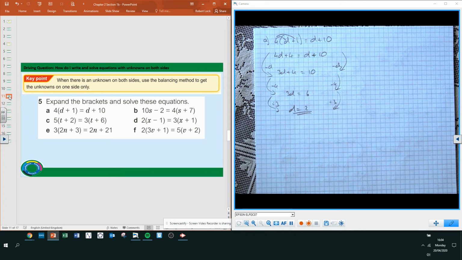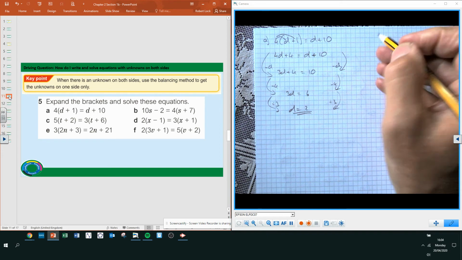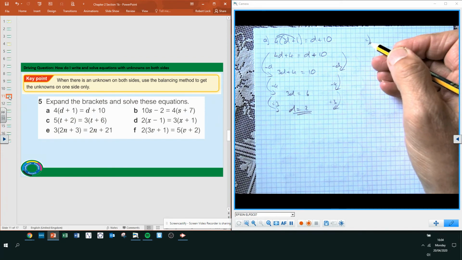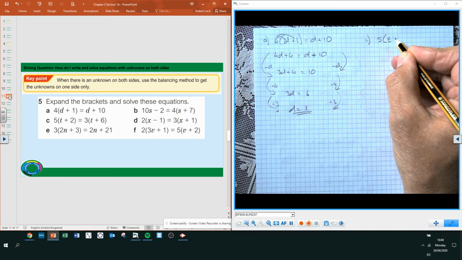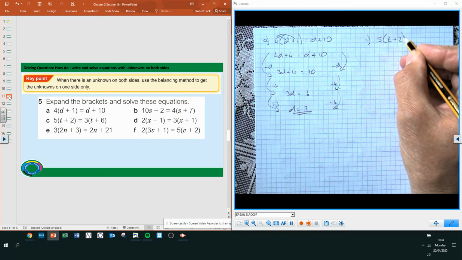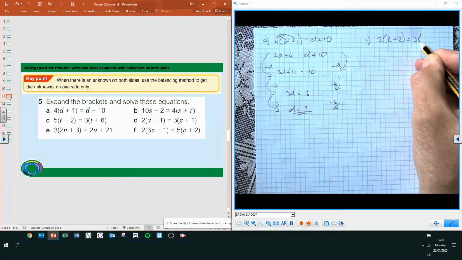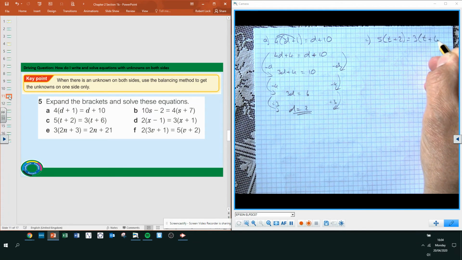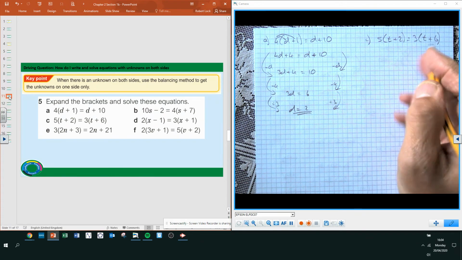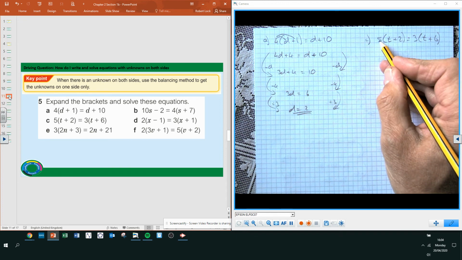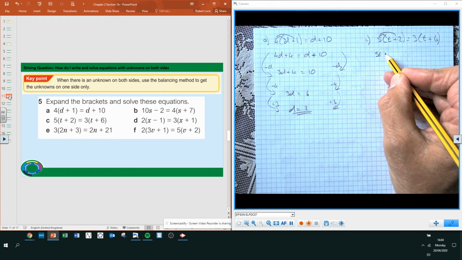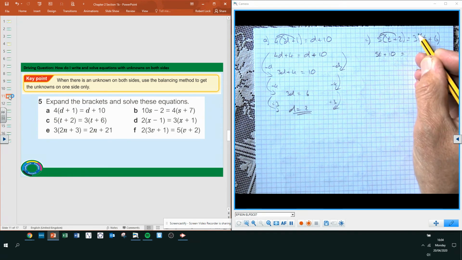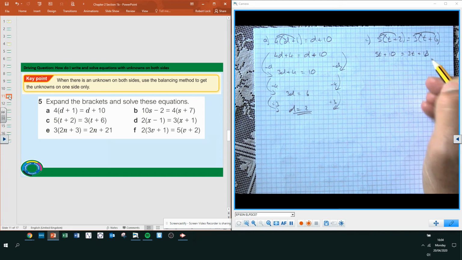B, done in a similar vein. C, come to the answer in a minute, see if you've got it right. 5 bracket t plus 2 close bracket equals 3 bracket t plus 6 close bracket. Again, it's just multiply out the brackets. So 5 times t is 5t. 5 times 2 is 10 equals 3t plus 18. Solve out the bracket.